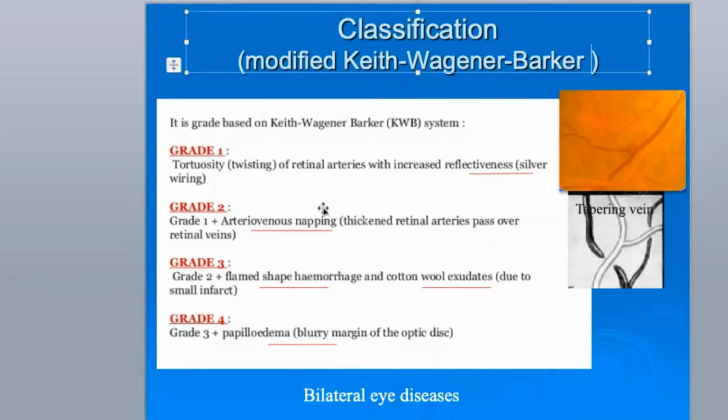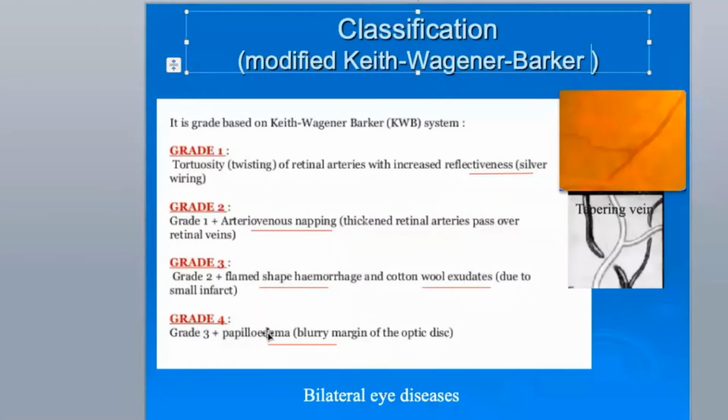Alright, but the ones that are going to stay are usually your silver wiring and also your AV nipping. Now, if let's say a patient comes with a sudden rise of high blood pressure, either newly diagnosed, a young patient, or they didn't take medication for a few days. So when a patient has an acute rise of blood pressure, they will end up with all those changes. Semua ni memang akan ada, plus optic disc swelling. Alright, so this optic disc swelling is a grade 4 hypertensive change.